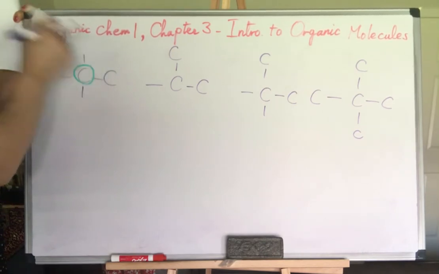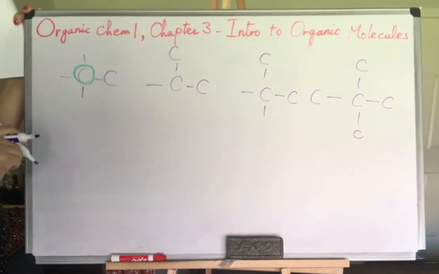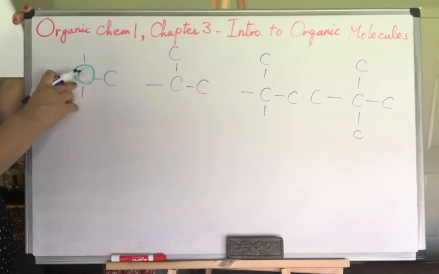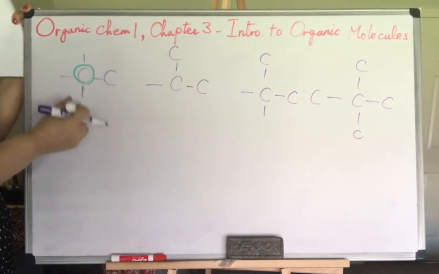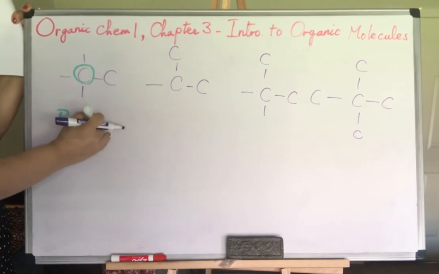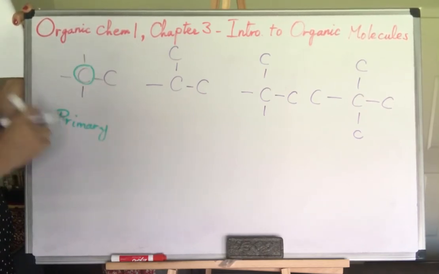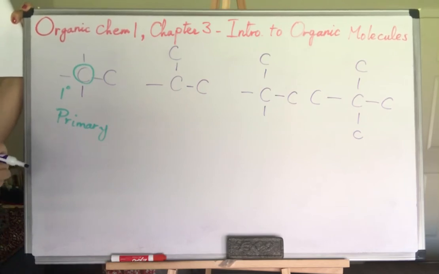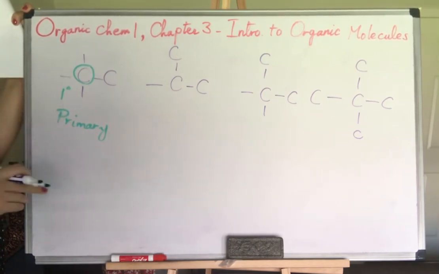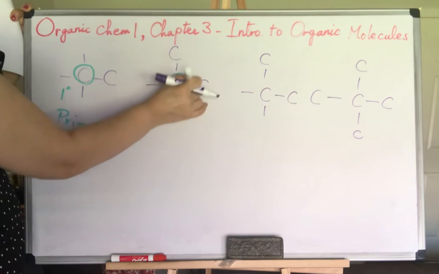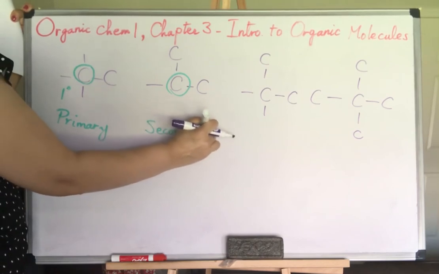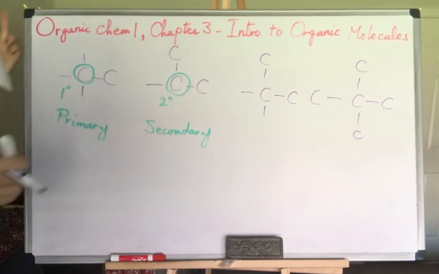The central carbon here is connected to one more carbon. Please pay attention. I'm just mentioning the number of carbons attached. So, if a carbon is attached to just one more carbon, we call it a primary carbon. And instead of writing the whole word primary, we just put number 1 and a degree symbol on the upper right side. So this is a symbol for primary. You can skip writing it and then just show it with the sign. If the carbon is connected to 2 more carbons, we call it a secondary carbon, and we show it with a 2 and a degree symbol.